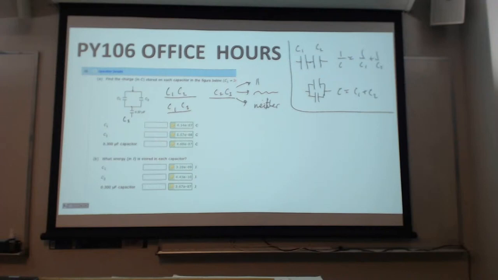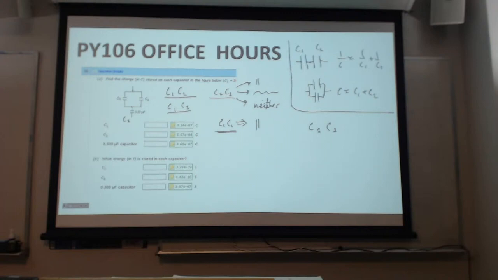So C1 and C2. Can you say something about them? Yes, C1 and C2, they're parallel. Parallel, so it'd be additive. So you're correct. What about C1 and C3? So they're in series?